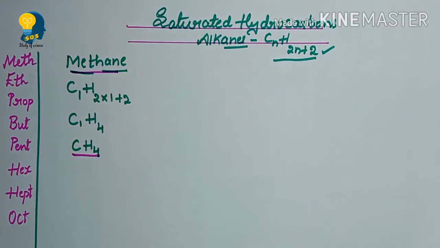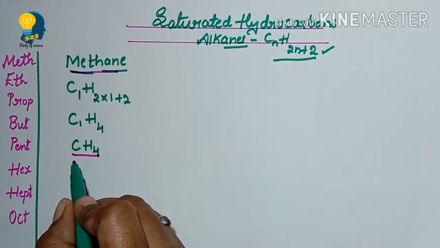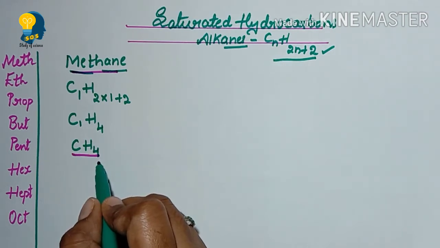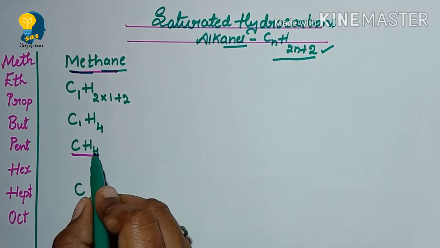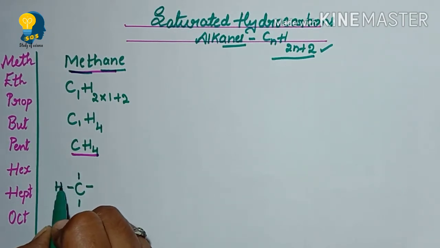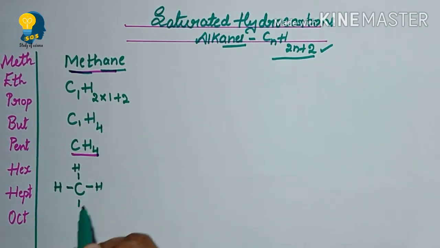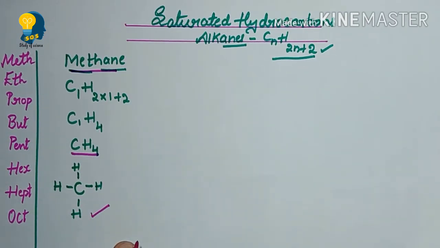So now let us write the structural formula for methane. By looking at molecular formula, let us see how many atoms of carbon and how many atoms of hydrogen are present. There is 1 atom of carbon, surrounded by 4 atoms of hydrogen. So 1, 2, 3, 4. So I have written 4 atoms of hydrogen. This is how we write the structural formula for methane.